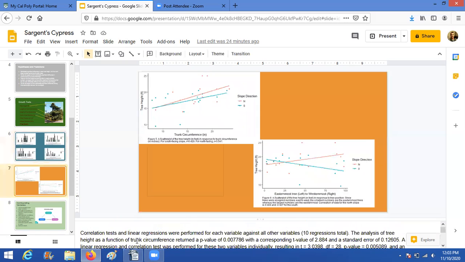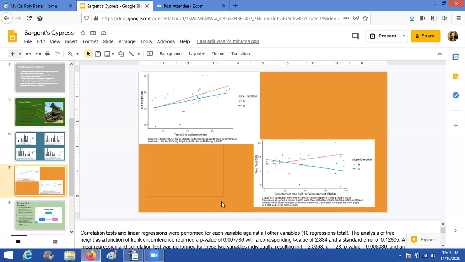We have a couple of scatter plots that we conducted from running correlation and linear regression tests for each variable against all other variables. So that'd be 10 regressions in total, actually 12, but 2 of those are redundant, just reversed. So those are eliminated. We have 10 novel regressions.